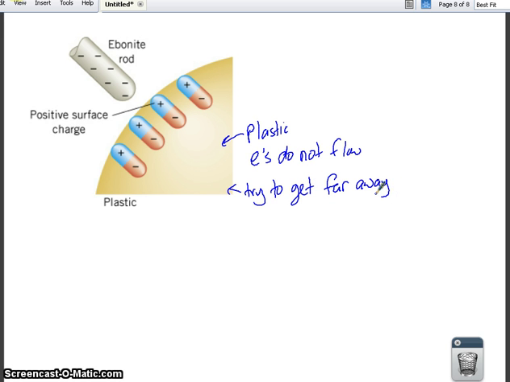Even if they can barely move, only just a little bit, they're going to move just a little bit to orient themselves away from this negative. And so this is like having a partial positive and a partial negative end.